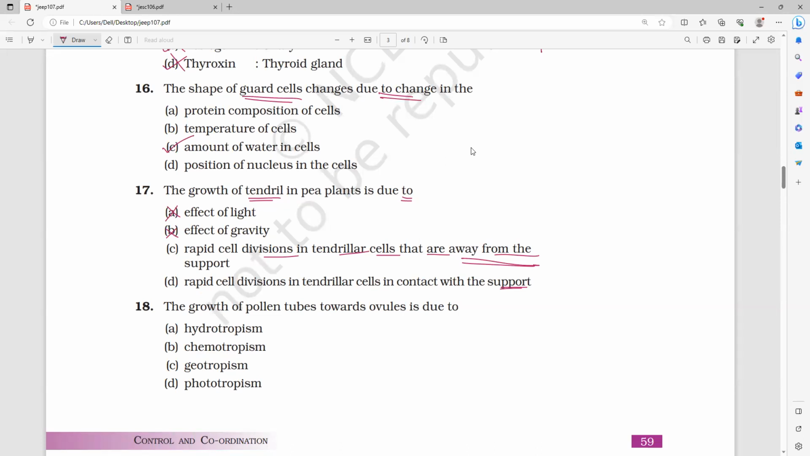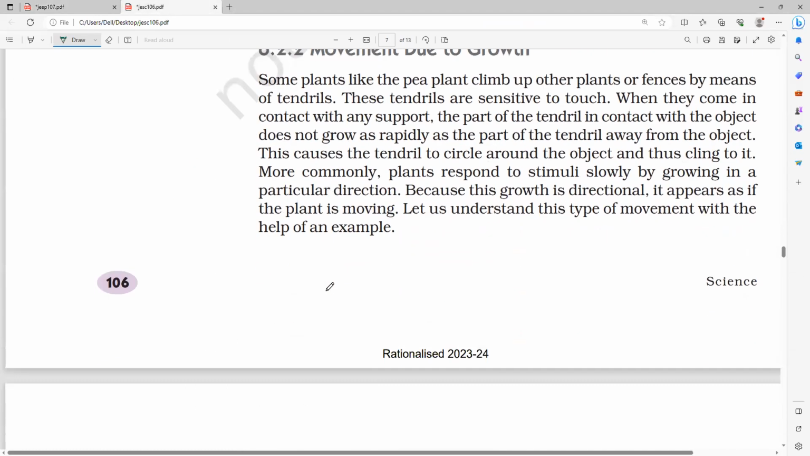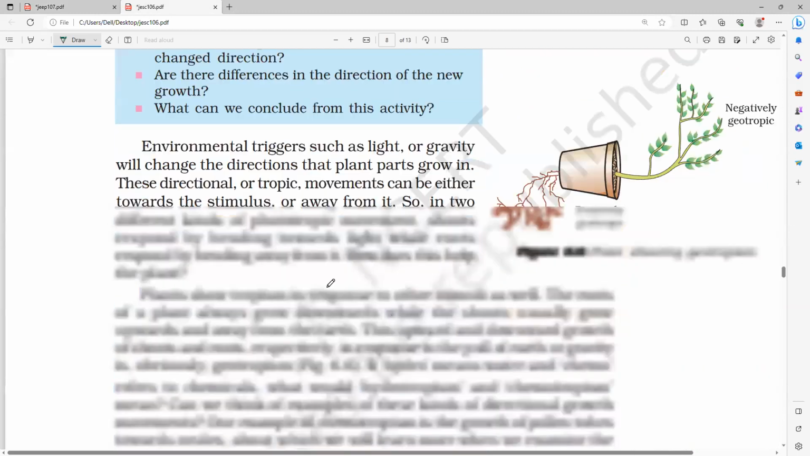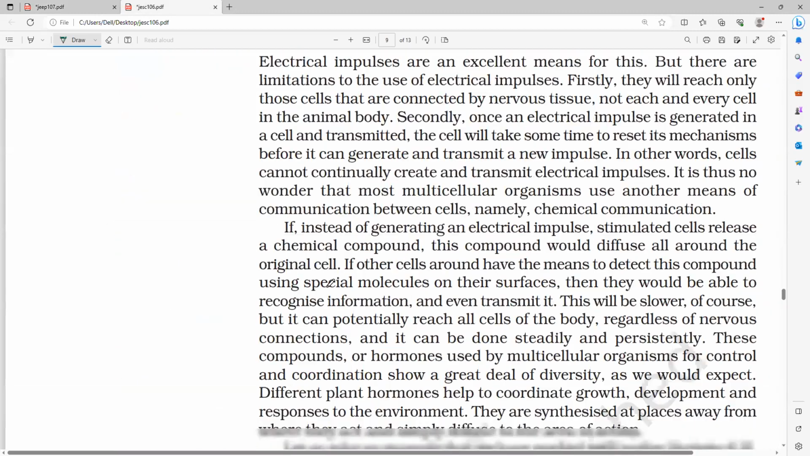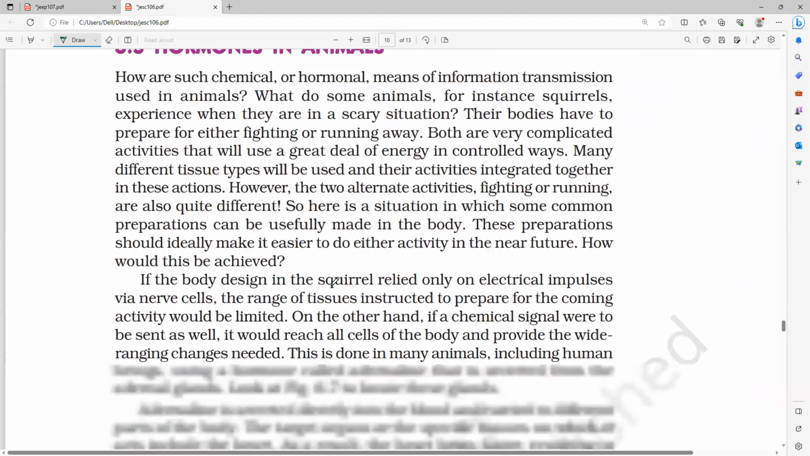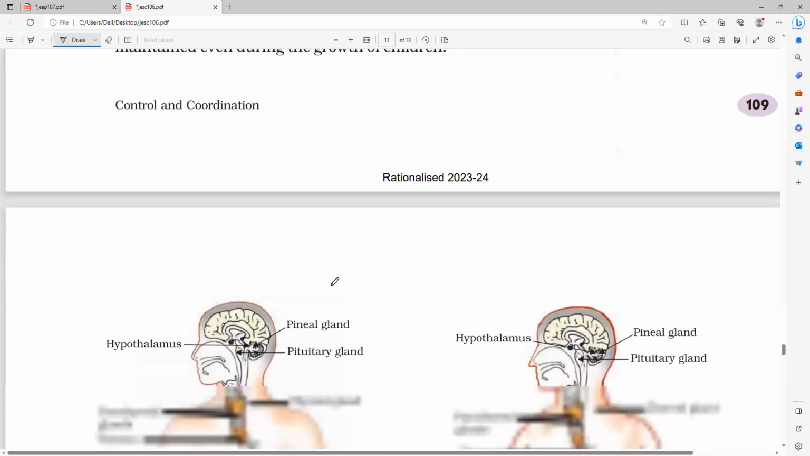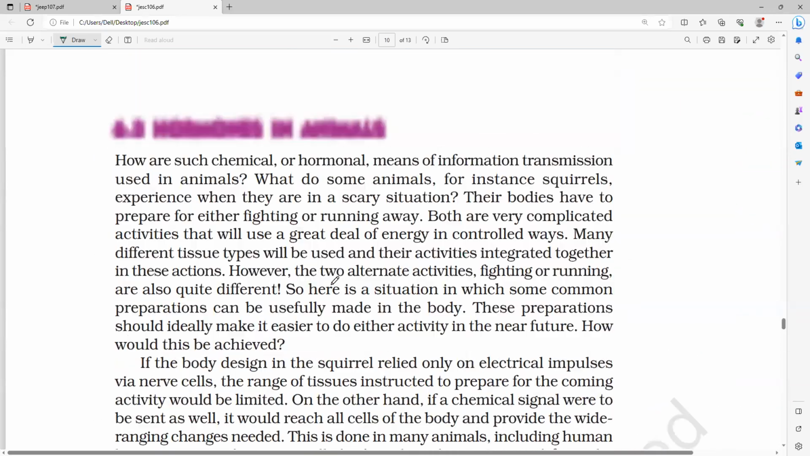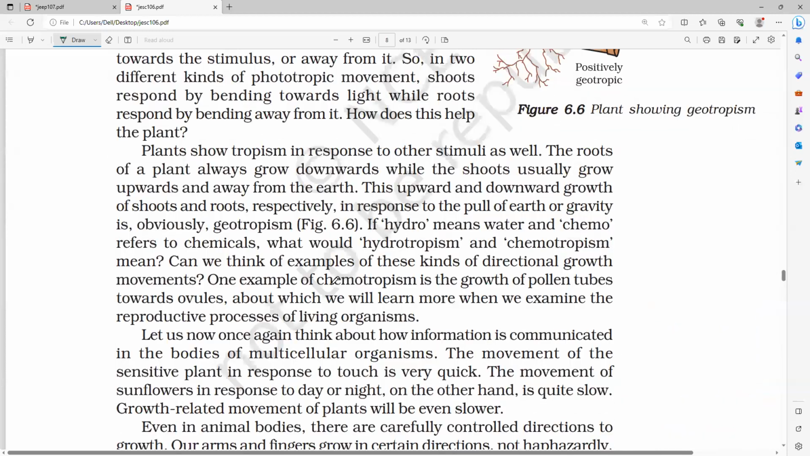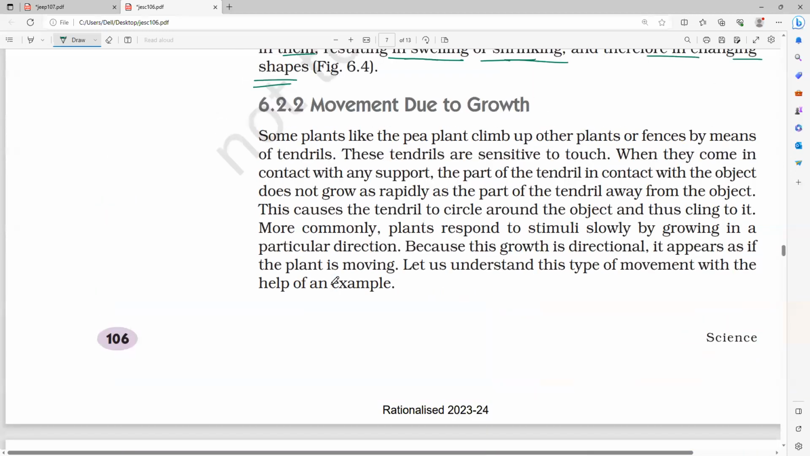Sir, in the book it says the part of the tendril in contact with the object does not grow as rapidly as the part away from the object. If it comes in contact, it will grow slowly. Yes, where is it? Page number 106, thigmotropism. You have to read it line by line. Yes, here it is.